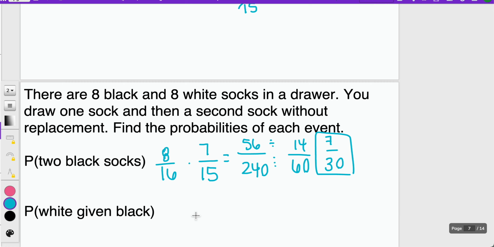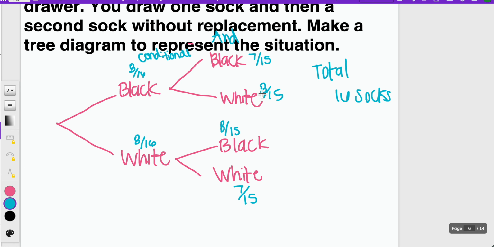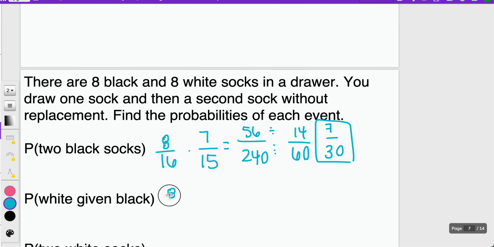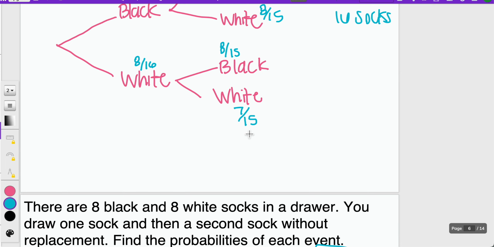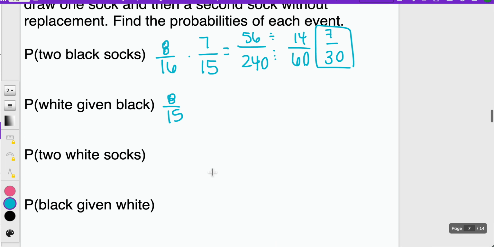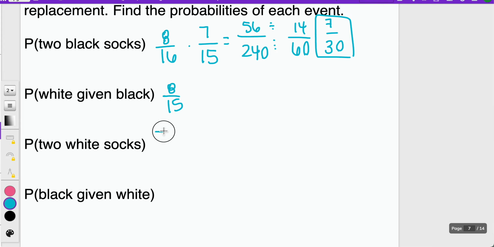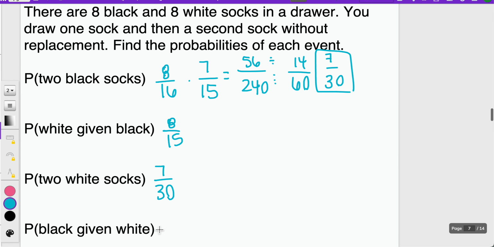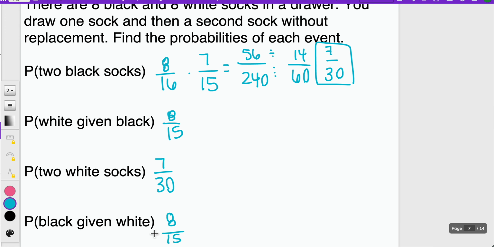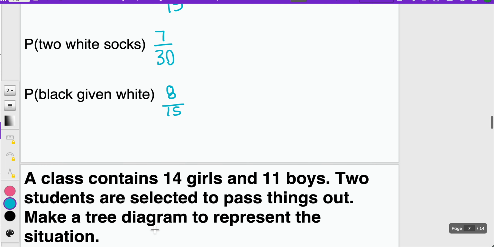So white when given black: I've already got black, but now I'm getting a white. That'd be 8 out of 15. So no other technical calculations needed. 2 white socks would be 8/16 times 7/15, which we already did, gives us 7/30. And then black if I'm given white: the probability for black would be 8 out of 15. Okay, so the whole thing is just to be able to read and discuss what our probabilities are being shown.